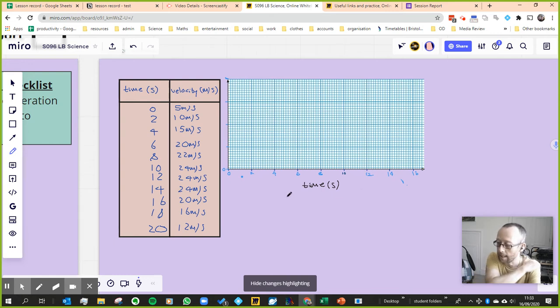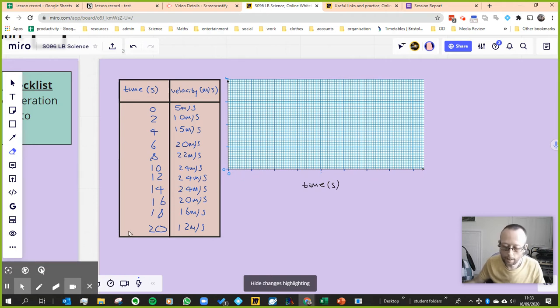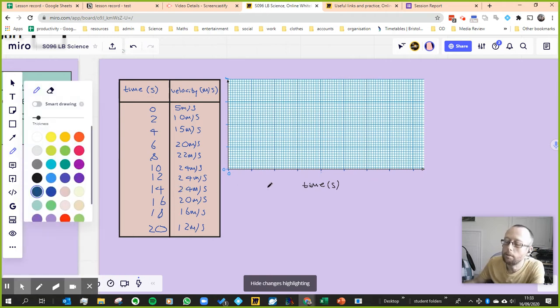What we've got to do instead is think, right, what's my lowest number? 0. What's my highest number? 20. I want to go from 0 to 20. So I'm going to just rub out these numbers now. I'll just pause. Right, so now I've rubbed out those numbers. I'm going to think, well, how many divisions have I got? I've got 1, 2, 3, 4, 5, 6, 7, 8.